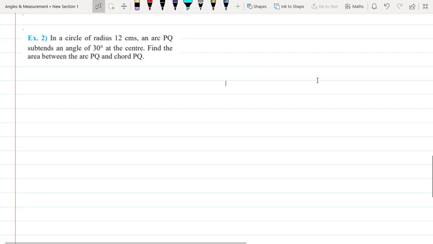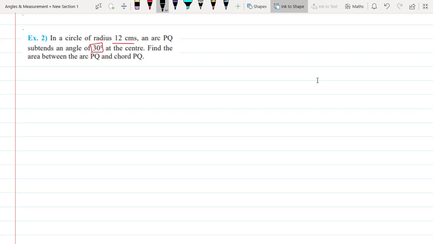In a circle of radius 12 centimeter, an arc PQ subtends an angle of 30 degree at the center. Find the area between the arc PQ and the chord PQ. Very good question.